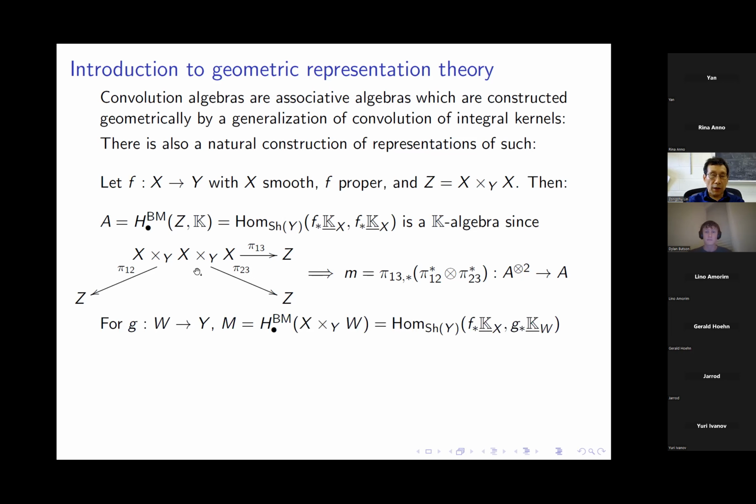So you don't need the F to be proper, so the push forward, that makes sense in this case. I did ask for F proper. Yes, that's right. Yeah, exactly.